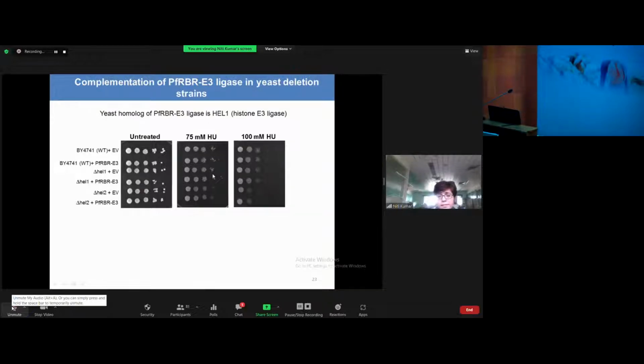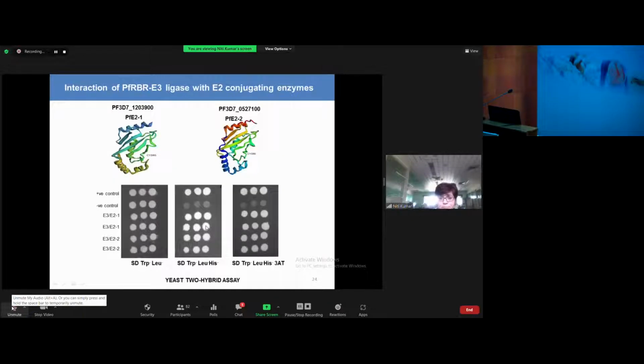We also gave MMS and other stress conditions to see whether there is a rescue in the phenotype because of this stress. And to our surprise, we found that the E3 ligase was not rescuing any of these phenotypes, which may be because the parasite ligase would have evolved specific species-specific functions, and that is the reason why it was not able to complement these deletion strains and rescue them from the stress.